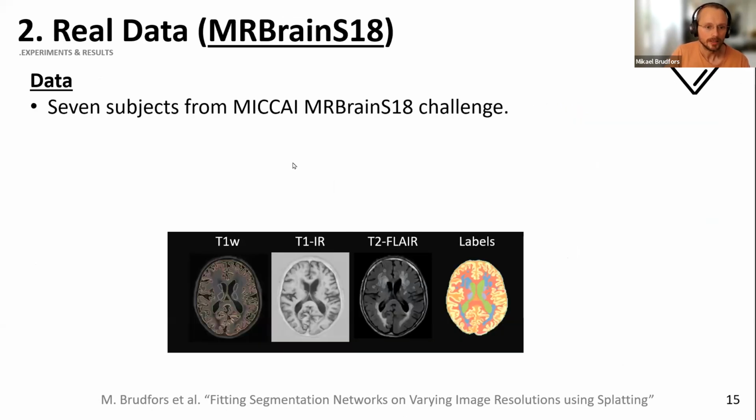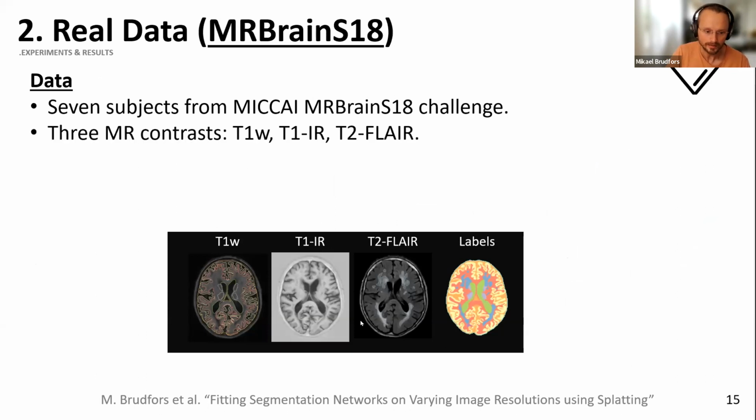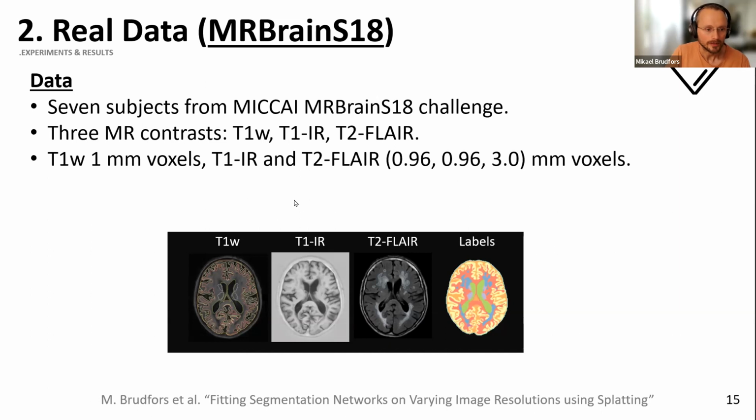So this time we use 7 subjects, which is not that many, for sure, but that's what we did, from the MR Brain S18 challenge. And there are 3 MR contrasts. Again, you see the images here, and you see the labels. There are a bunch of different labels. I'll tell you more about these soon.